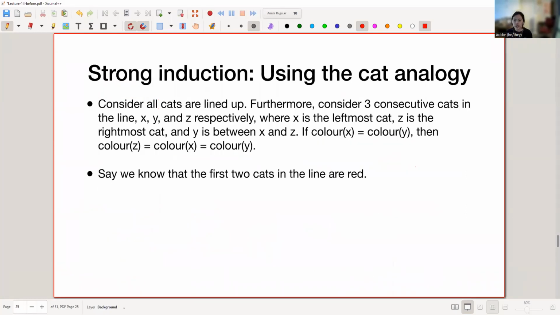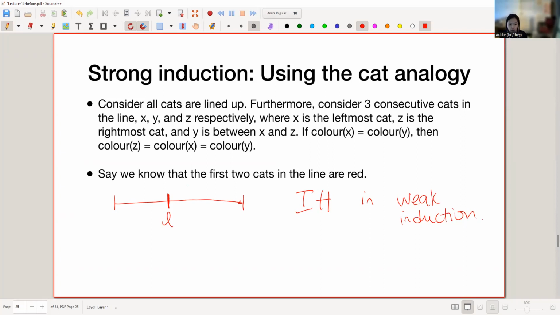If we go ahead and write this out, my analogy is this: for the inductive hypothesis in weak induction, we assume that there is some number L at which point the inductive hypothesis or the claim holds. If we have our cats, then we just know that some cat at L is red, let's say.